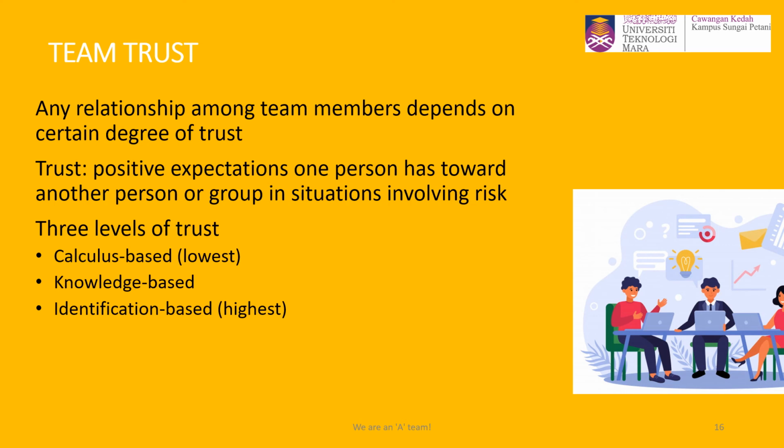Knowledge-based trust is based on the predictability of another team member's behavior. And the last one is identification-based trust. Identification-based trust is based on mutual understanding and an emotional bond among team members. It occurs when team members think, feel, and act like each other. High-performance teams exhibit this level of trust because they share the same values and mental models.